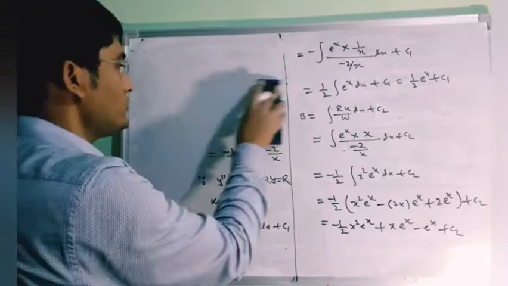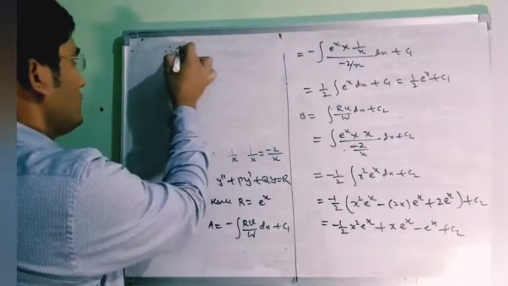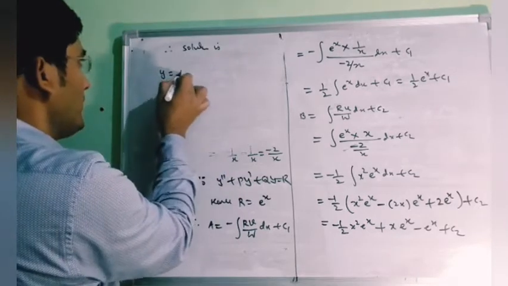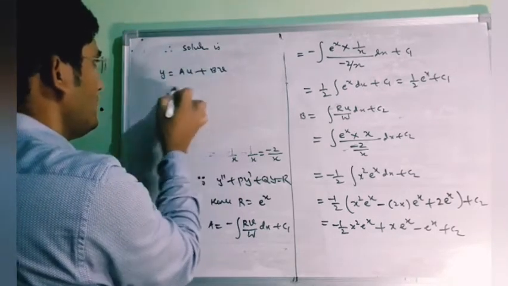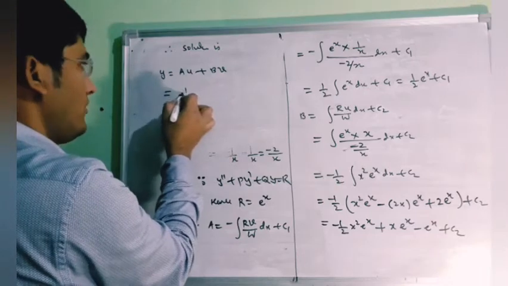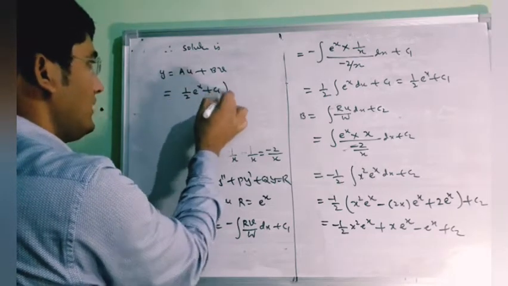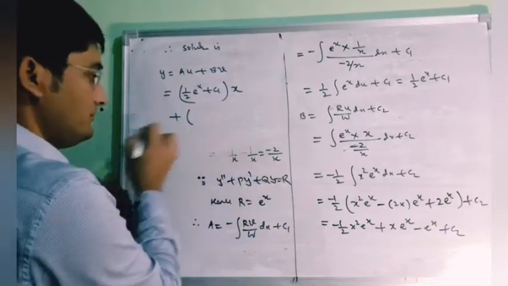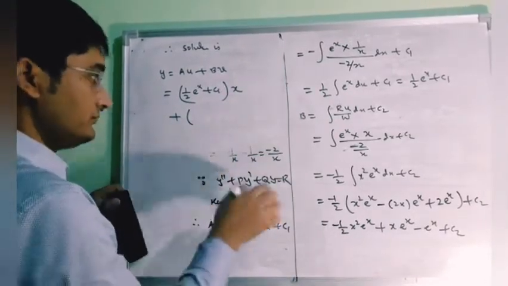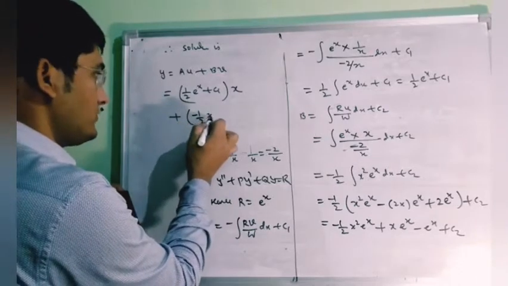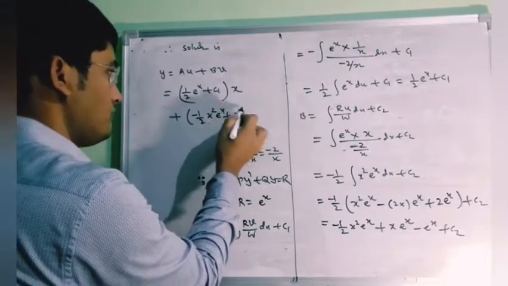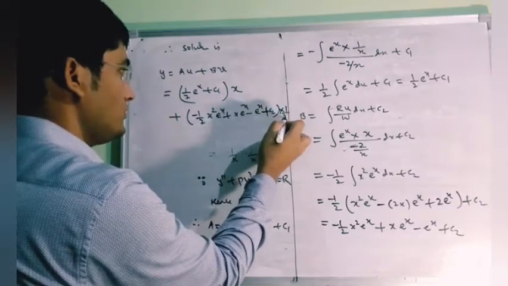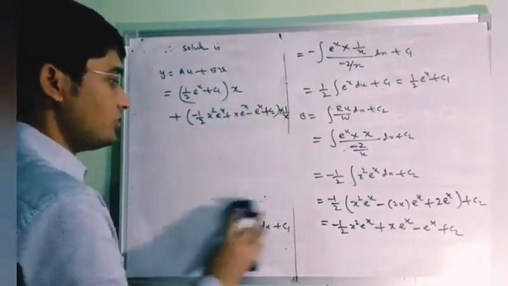So your general solution is, therefore, y equal to a u plus b v. Your a is half e to power x plus c1, and u was x, plus b is this one, minus half x square e to power x plus x e to power x minus e to power x plus c2, into v was 1 by x. This was the value of v.